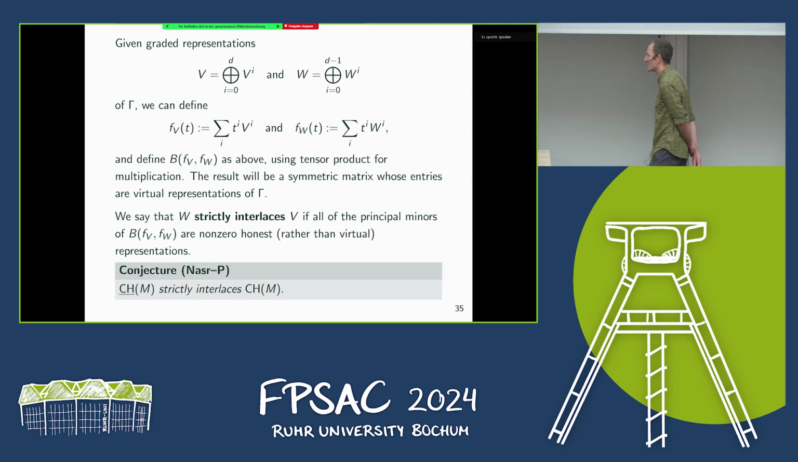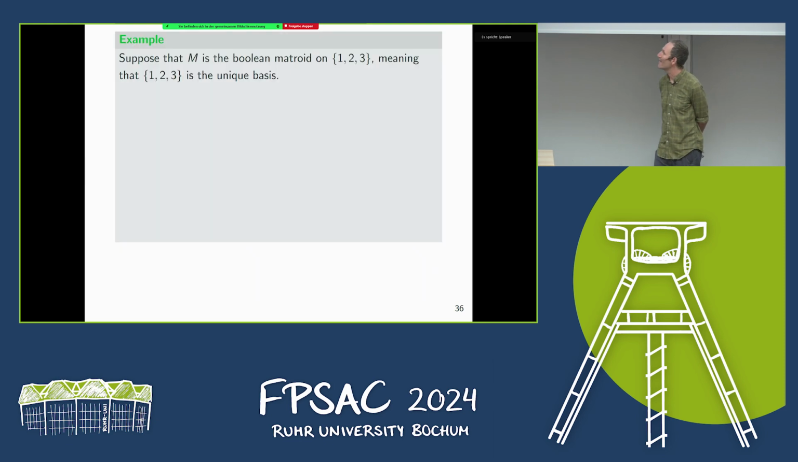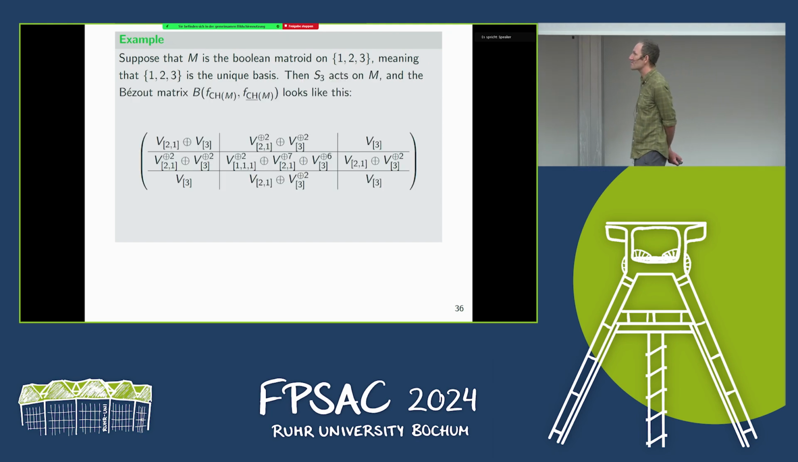So the conjecture of George Nazer and myself is that the Chow ring, thought of as a graded representation of the automorphism group, strictly interlaces the augmented Chow ring. So just to put one example on the board, suppose I take the Boolean matroid on 1, 2, 3. So 1, 2, 3 is the unique basis.